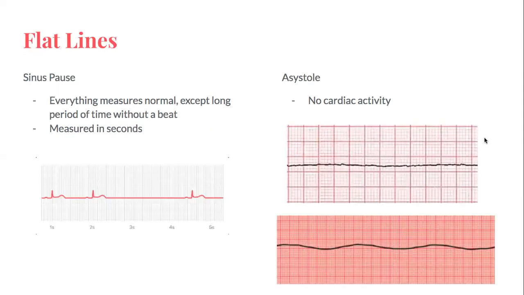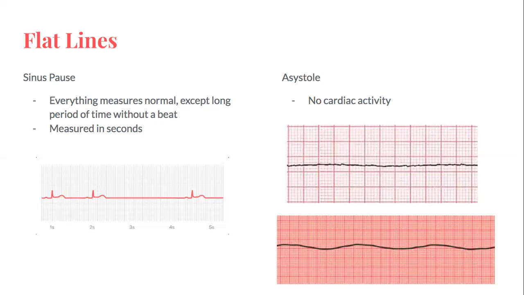And then the last type of EKG things we can see are flat lines. There are two different types. One is a sinus pause, and that's when everything is measuring normal, except you have a period of time where there's a flat line. So we would measure that as normal sinus rhythm with a however many second pause. In this case, it would be normal sinus rhythm with about a 2-second pause, because there were 2 seconds when the heart wasn't beating. The other form of a flat line is asystole, and that's when we have no cardiac activity. As you can see here, it can be a pretty flat line, or it can have a little bit of a wave and squiggle to it, but there are no heartbeats within that rhythm.